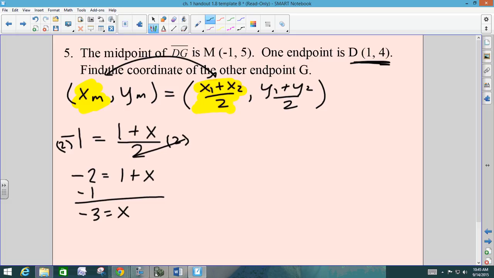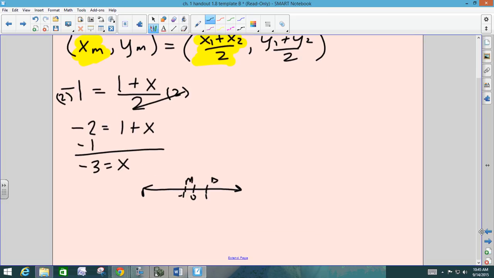Let's think about this. X, horizontal, right, guys? M is at -1. Here's 0. Here's M. -1, the midpoint. D is at +1. How far is it from M to D? From -1 to 1? 2, right? So if M is supposed to be in the middle, should I move right or left to figure out the other endpoint? Left, right? And when I go 2, to figure out where G is, which is -3, isn't that what we just did? Okay, try it with Y.